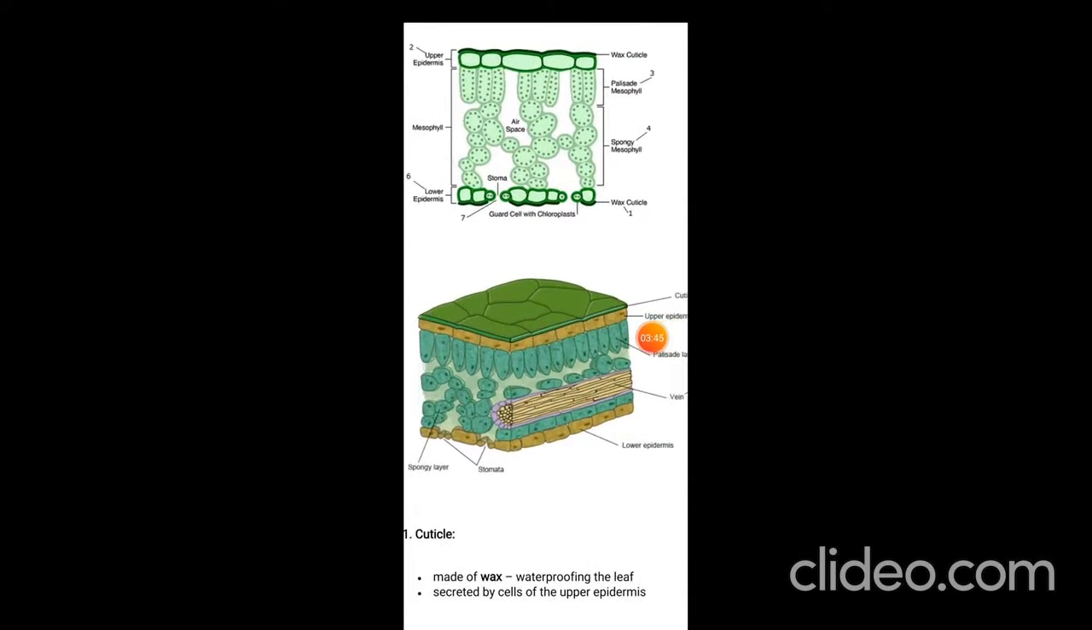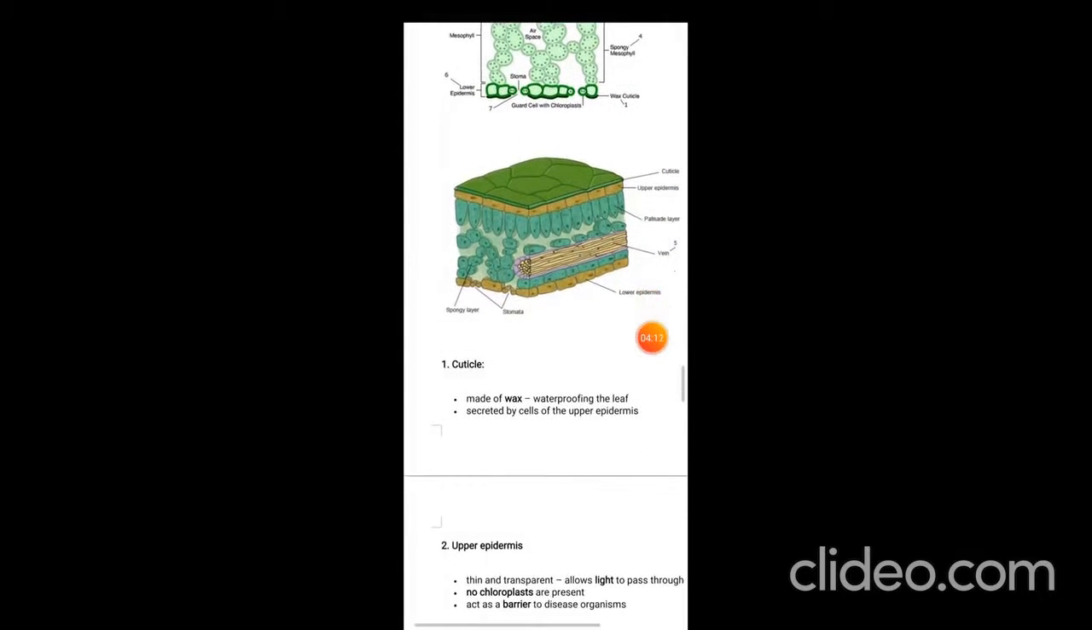And now we are coming to the lower epidermis. In the lower epidermis, you can see a space, an opening, which is known as the stomata. Through this stomata only the exchange of gas takes place. And this stomata also will have a little amount of chloroplast inside, which also does the part of absorbing the sunlight.